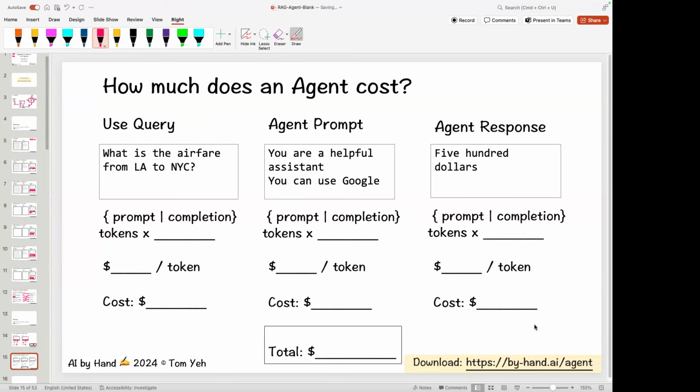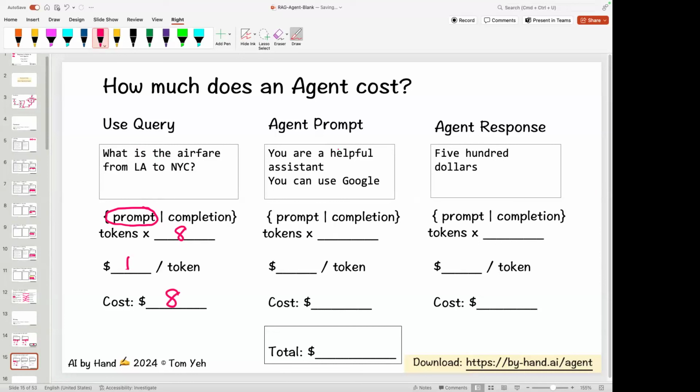And with the agent, what does an agent cost? We still have a user query, and this is a prompt token. It's the same sentence, 1, 2, 3, 4, 5, 6, 7, 8. There are 8 of them, $1 each, so just say 8. And for the agent prompt, what is it?